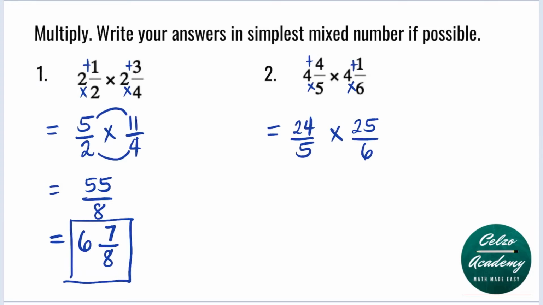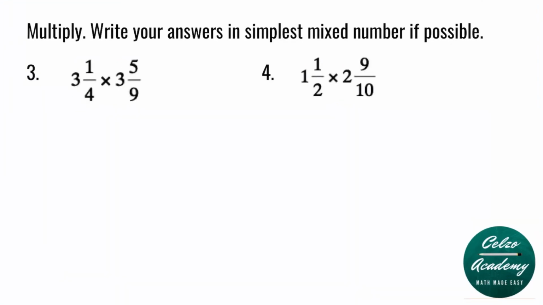We can divide 24 by 6, and that is 4/1. We can also divide 25 by 5, and that is 5/1 as well. So now all we need to do is multiply 4 and 5, that's 20, and multiply 1 and 1, which is 1. And of course, 20/1 is 20.